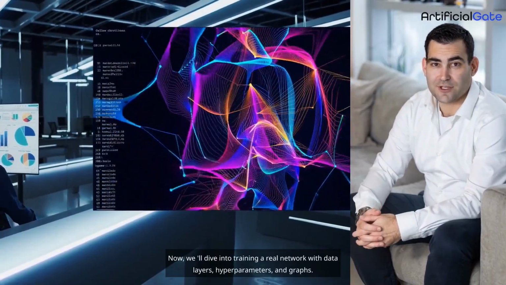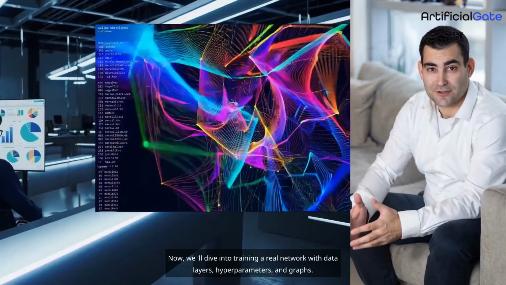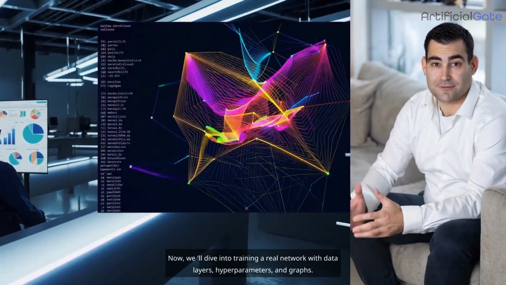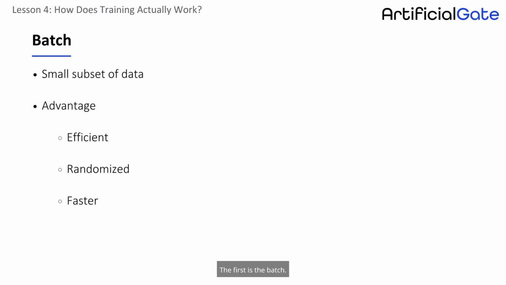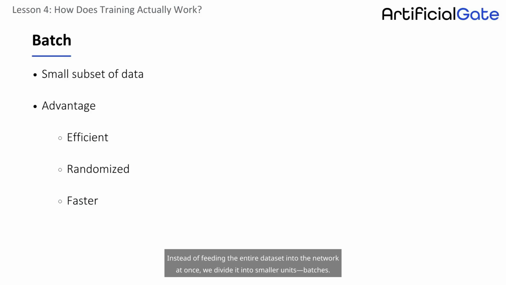Now, we'll dive into training a real network with data, layers, hyperparameters, and graphs. To understand how a network actually learns, we'll introduce 4 critical concepts. The first is the batch. Instead of feeding the entire dataset into the network at once, we divide it into smaller units, batches.